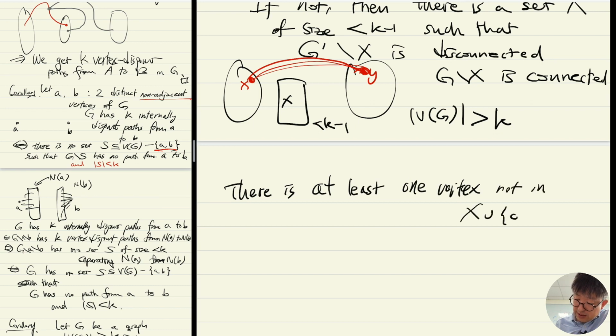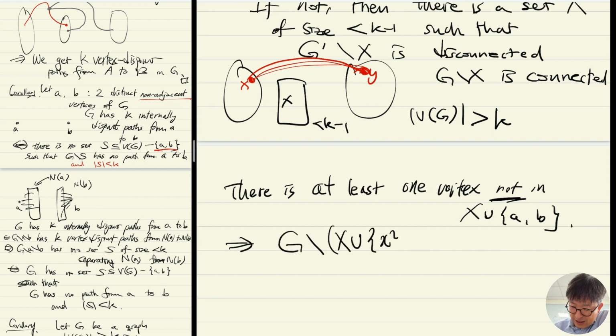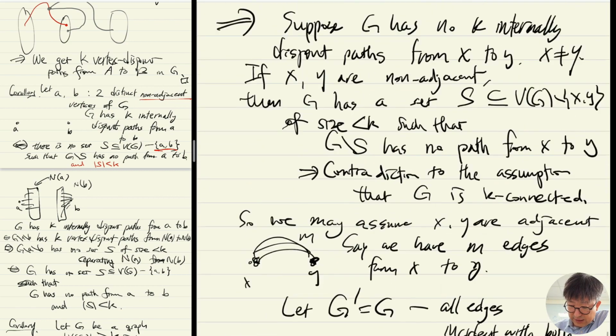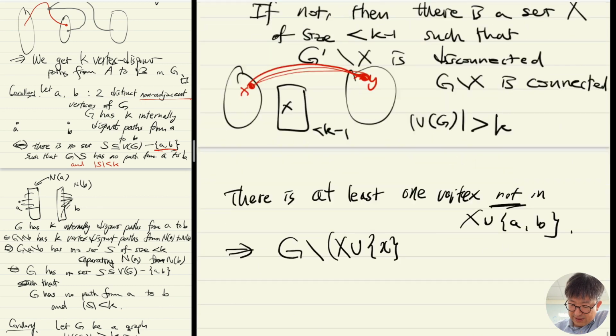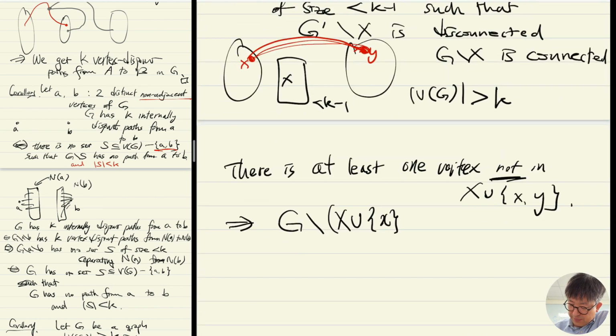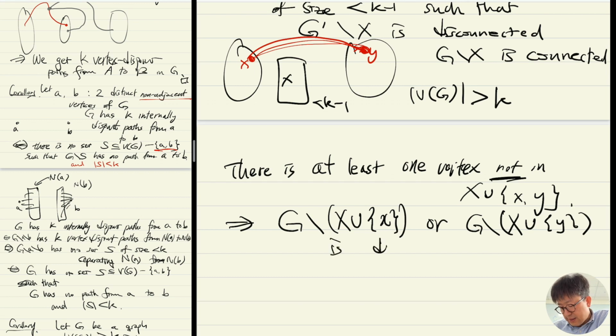Not in X union A, B. Right? And it could be here or there. Why am I worried about that? The thing is, in G delete X union, oh, did I say AB or XY? XY in this theorem. So either this or G delete X union Y is disconnected.